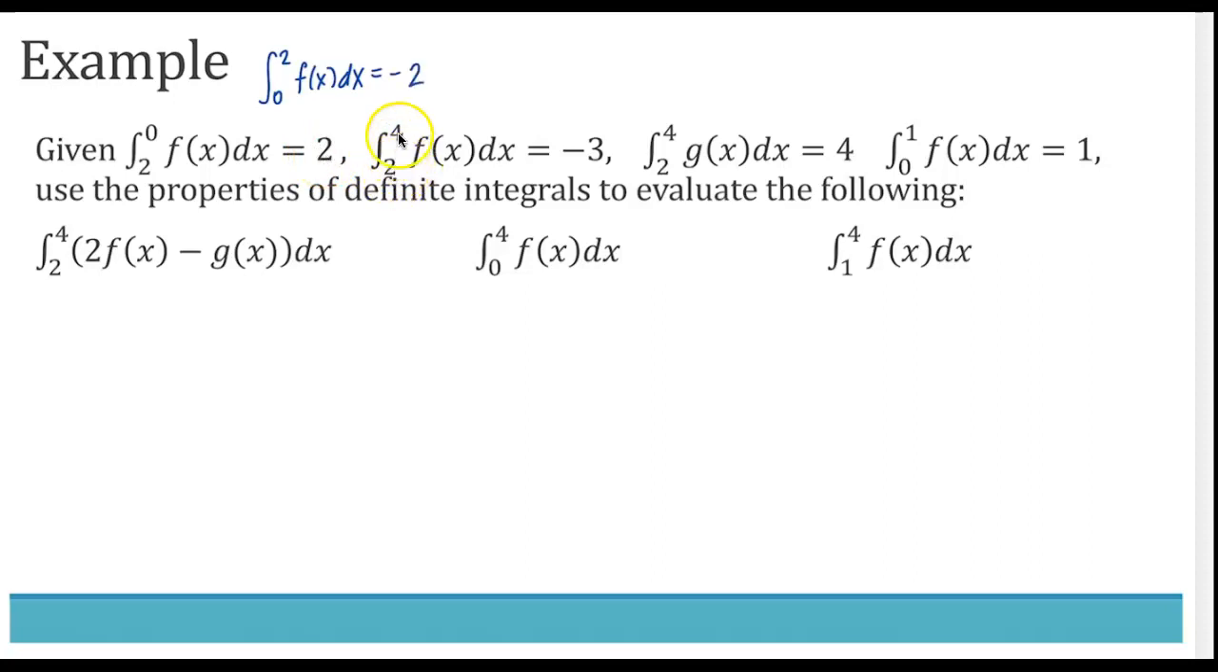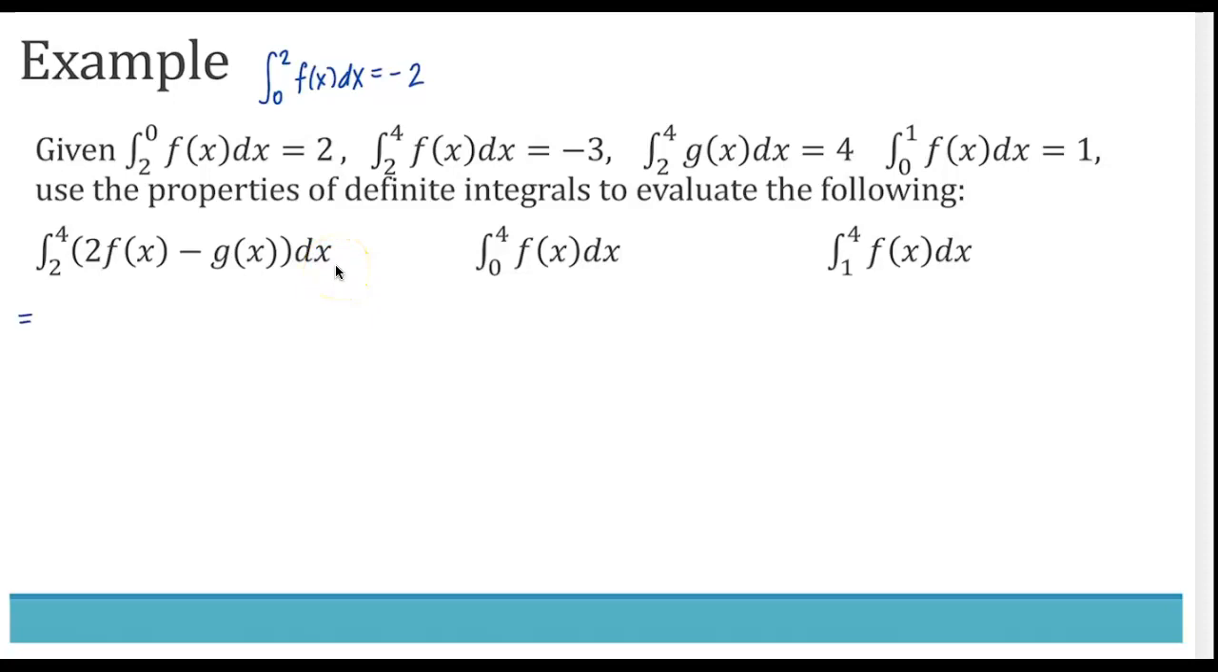Then we have the integral from 2 to 4 of f of x dx is equal to negative 3. The integral from 2 to 4 of g of x dx is equal to 4, and the integral from 0 to 1 of f of x dx is equal to 1. Let's use the properties of definite integrals to evaluate the following. So here, the integral from 2 to 4 of 2f of x minus g of x dx.